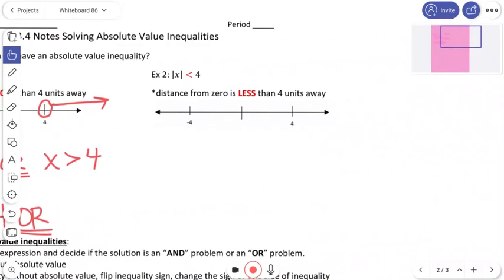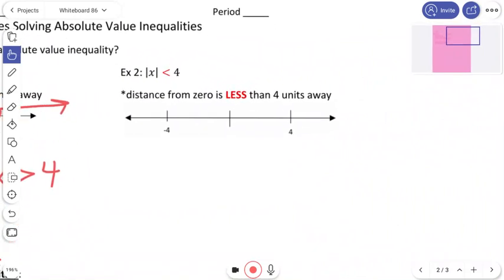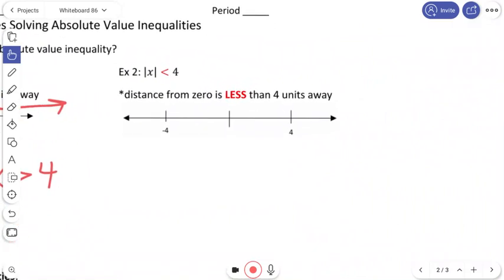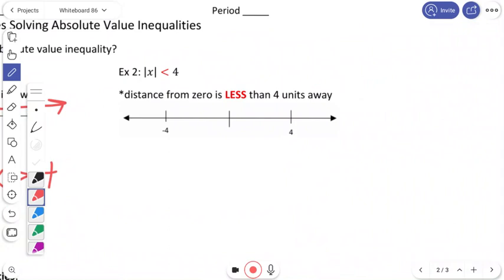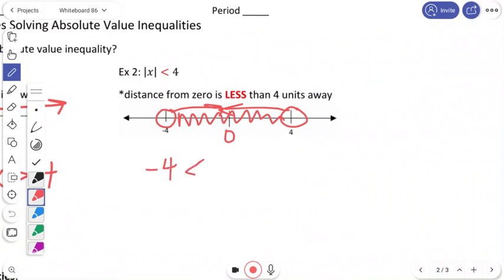If you look at your second example, the absolute value of x is less than 4. That means the distance from 0 is less than 4 units away. So we're going to put our open circles on -4 and +4. And we want everything in between because we want to be less than 4 units away from 0. That's the overlap. So from -4 to the right and +4 to the left, they overlap in the middle. Okay, so that's going to be -4 is less than x, which is less than positive 4.